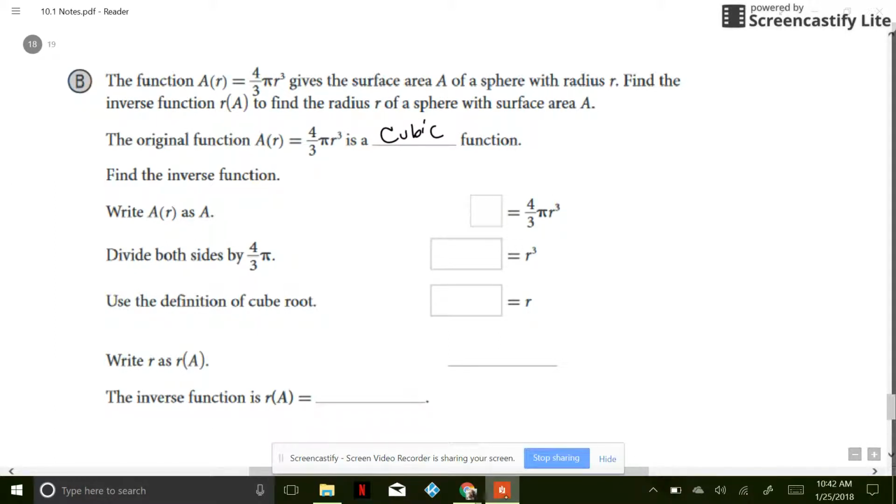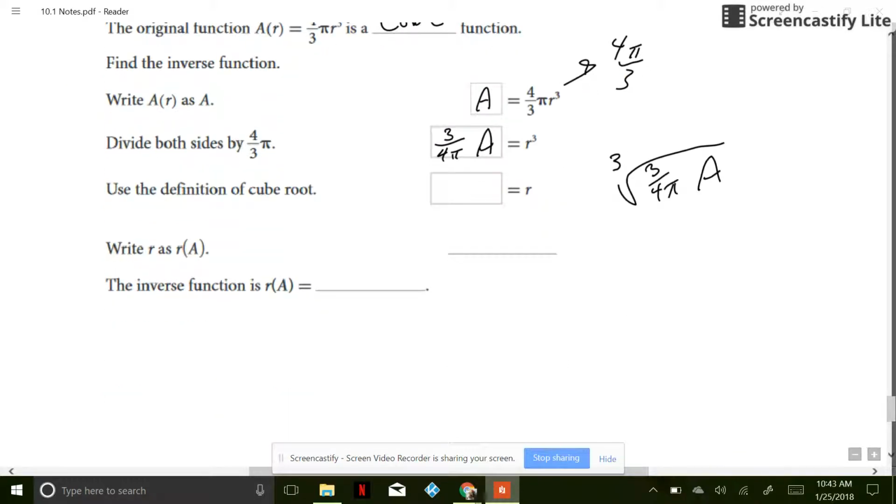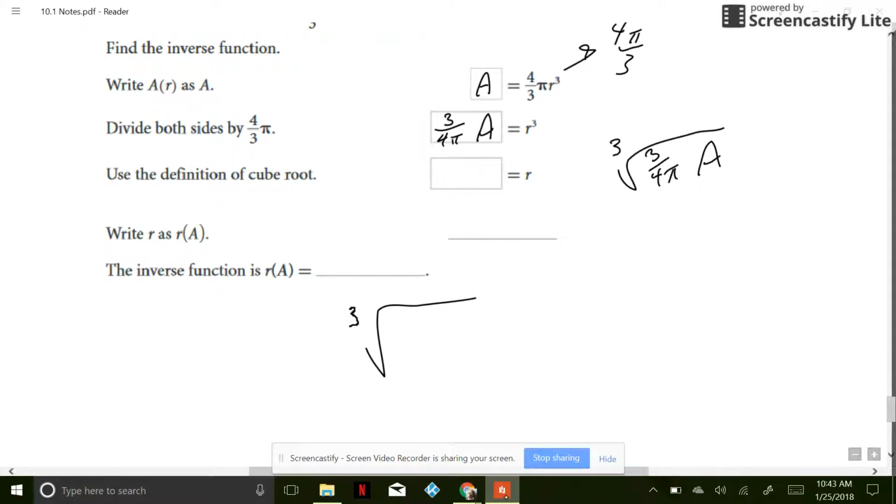So to find the inverse, we replace a of r with a. In this case, we divide both sides by 4/3 pi. Dividing by a fraction is the same thing as multiplying by the reciprocal. This is really 4 pi over 3. So we'll have 3 over 4 pi times a. Now we have to do the cube root. I'm going to write it over here because my window there is kind of small. So the cube root of 3 over 4 pi times a. We replace r with r of a, and our inverse function will just be the cube root of 3 over 4 pi times a.